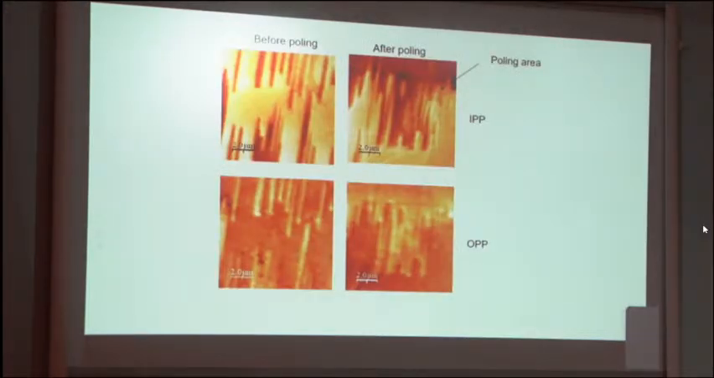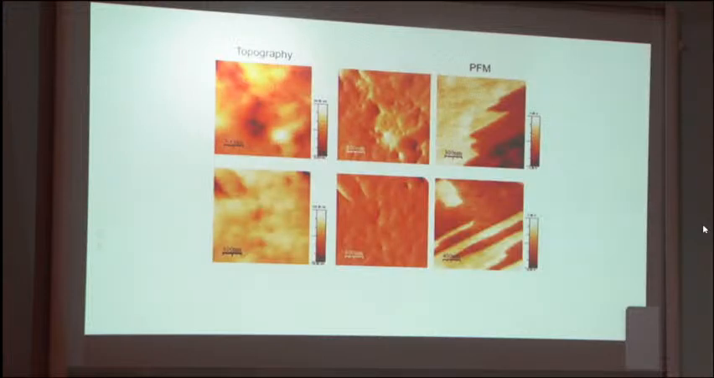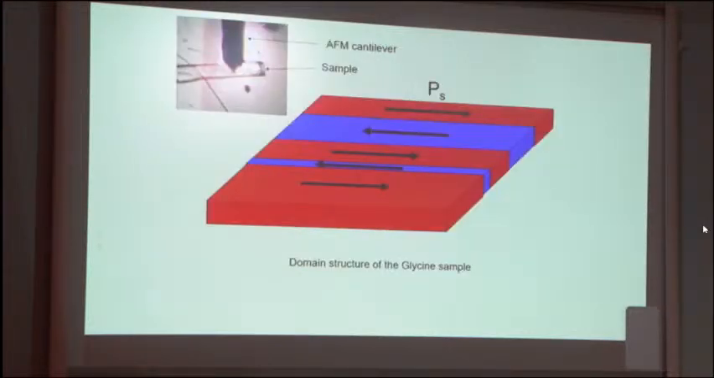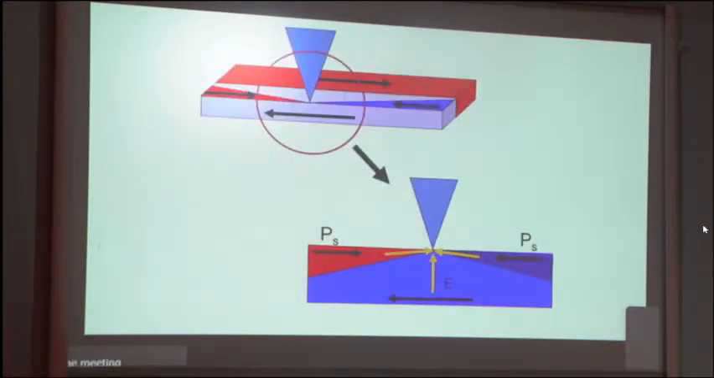But after poling, after applying voltage, we see new domains and domain boundaries appear. How do we explain this situation? Our crystal has polarization oriented along the main axis of the microcrystal. When we apply voltage, the electric field in the sample has a different orientation corresponding to the contact point, and you see it is very asymmetric.